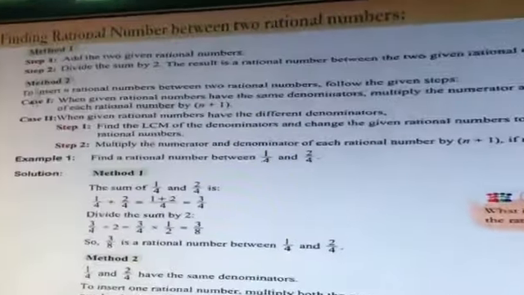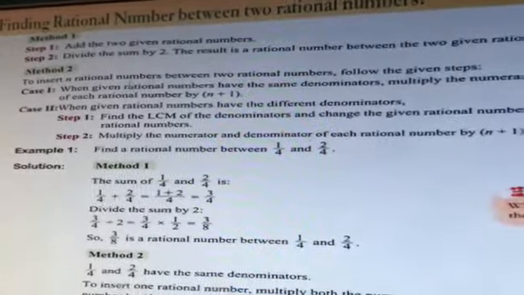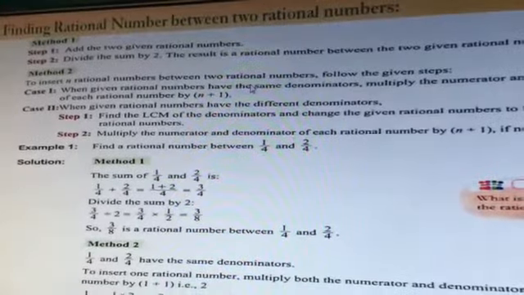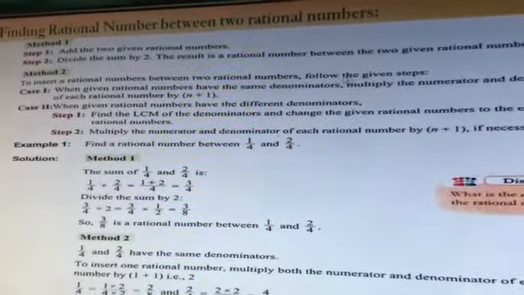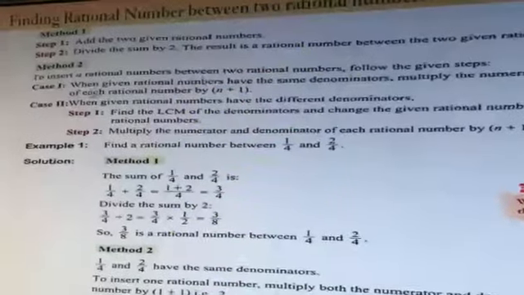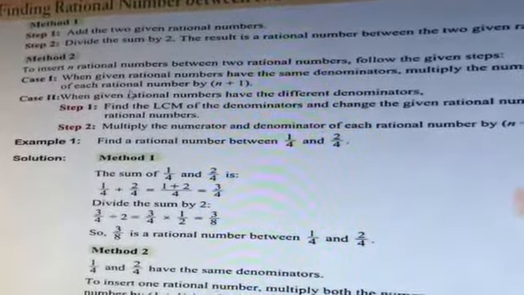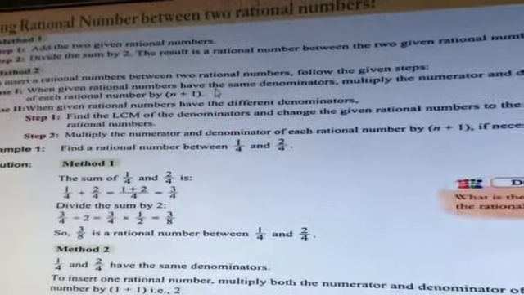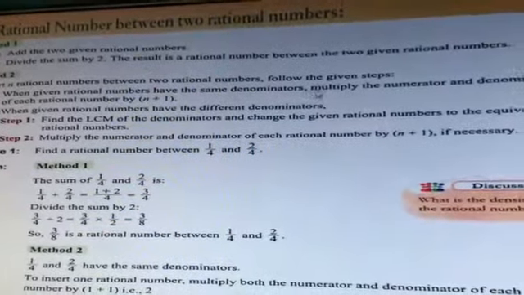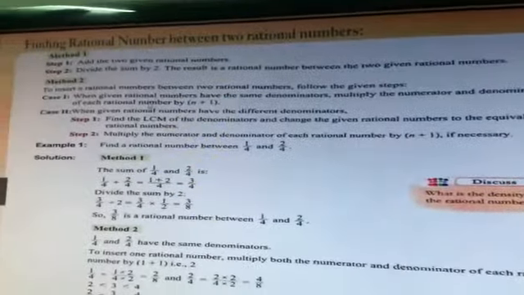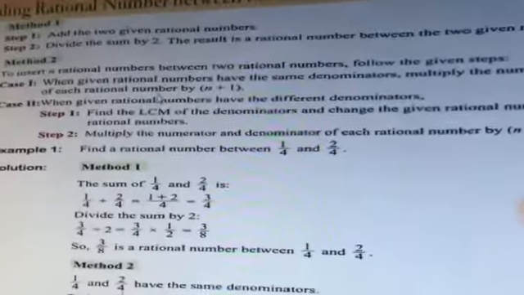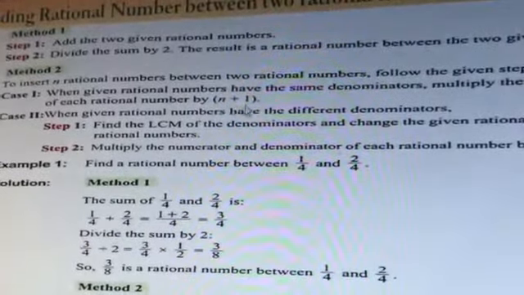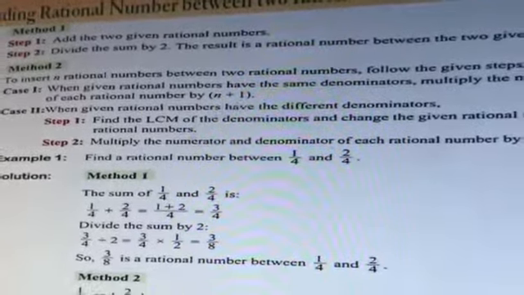Second method, to insert n rational numbers between two rational numbers, follow the given steps. Here, case first: when the given rational numbers have the same denominator, multiply the numerator and denominator of each rational number by n plus 1.